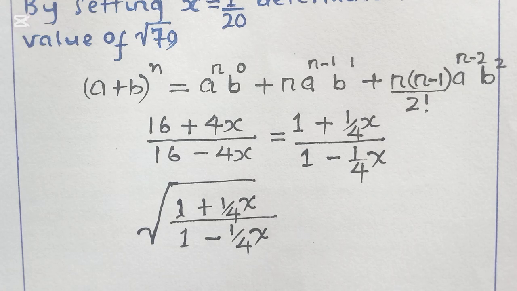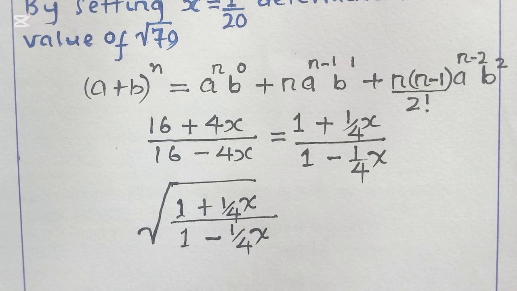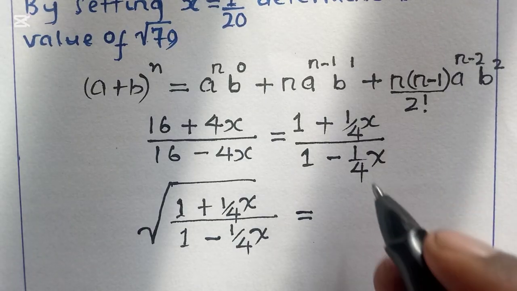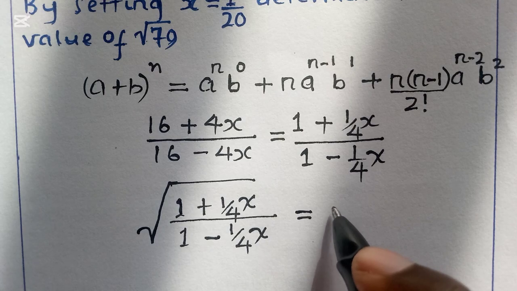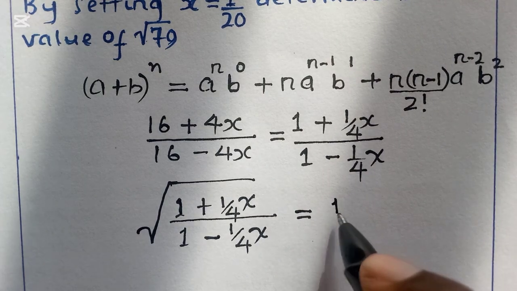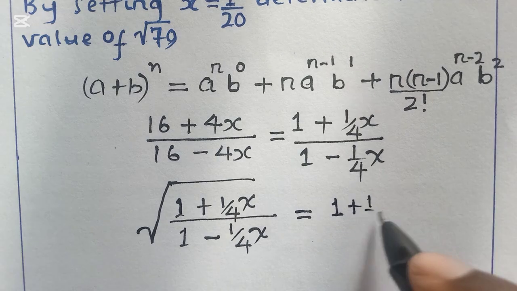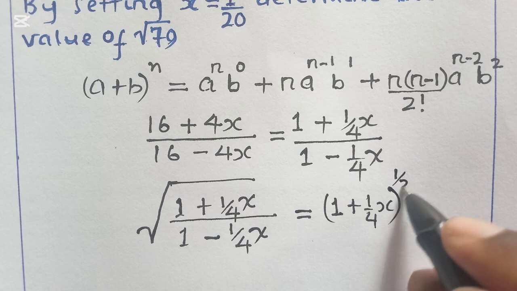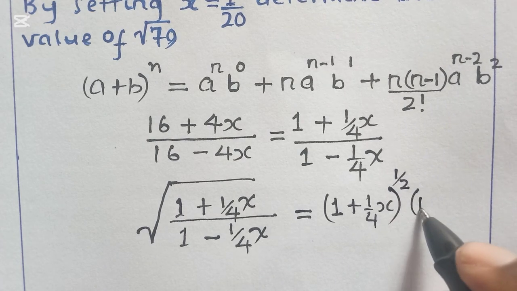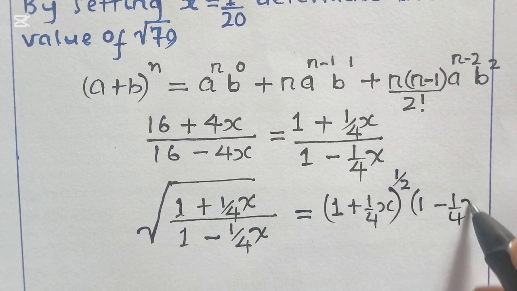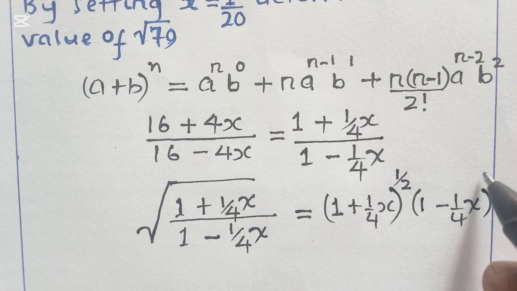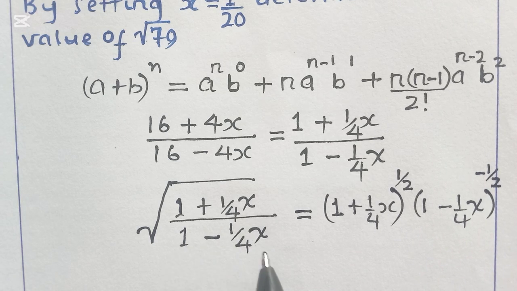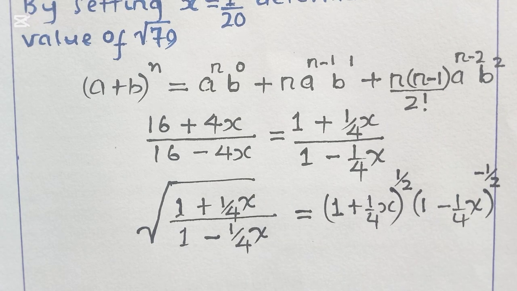So let's go ahead now and find the binomial expansion for each of them. We can modify this to read like this: this is (1 plus 1 over 4 x) raised to a half, and you multiply that by (1 minus 1 over 4 x) raised to negative a half. Because this one was down here, when you bring it up, it has to have a negative.